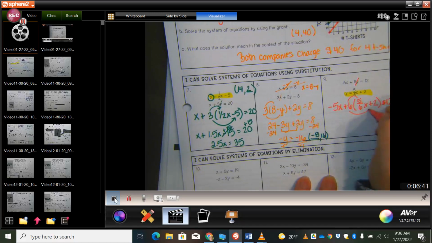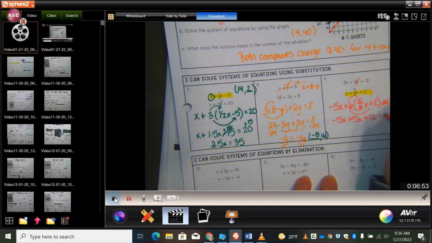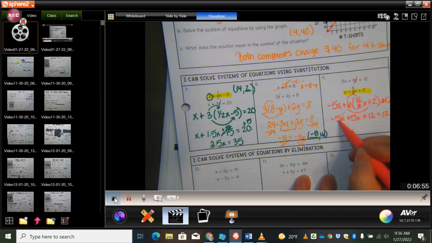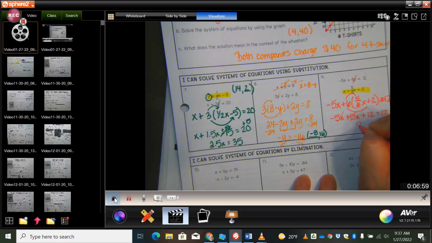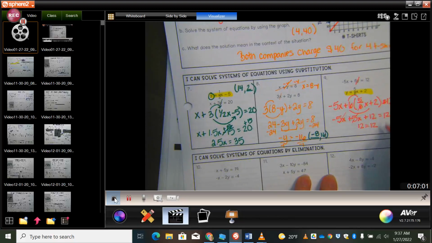Distribute. So I have negative 5x. Those cancel, and I'm just left with plus 5x. 6 times 2 is a positive 12, and that equals 12. Well, if you notice, both of those cancel. And because 12 is equal to 12, that is a true statement.